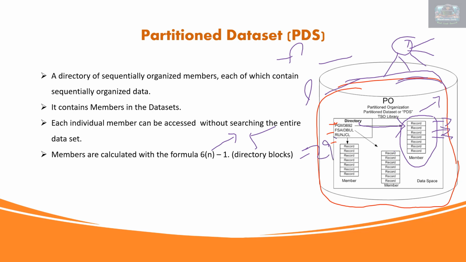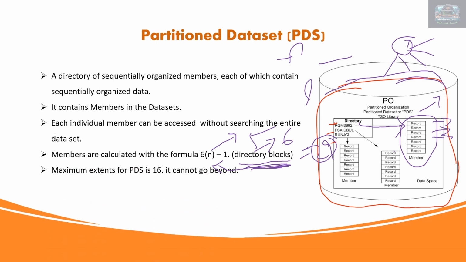While creating a PDS file, it will ask you how many directory blocks you need. In this, the number of directory blocks is n. So if, while creating the data set, you give directory blocks as 6, then in that PDS or library you can create 6 6s, 36 minus 1, which means 35 members. This data set will be in only one volume. It cannot extend more than one volume. Like I told you, a PS can be shared up to 59 volumes, but a PDS can stay in only one volume, and in one volume it can go up to only 16 extents.